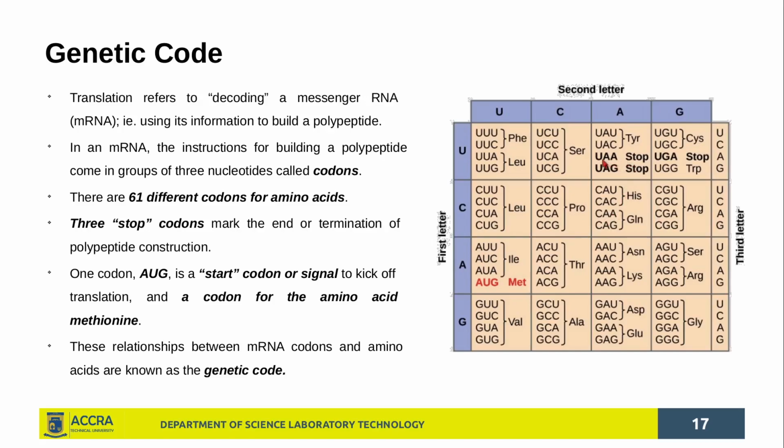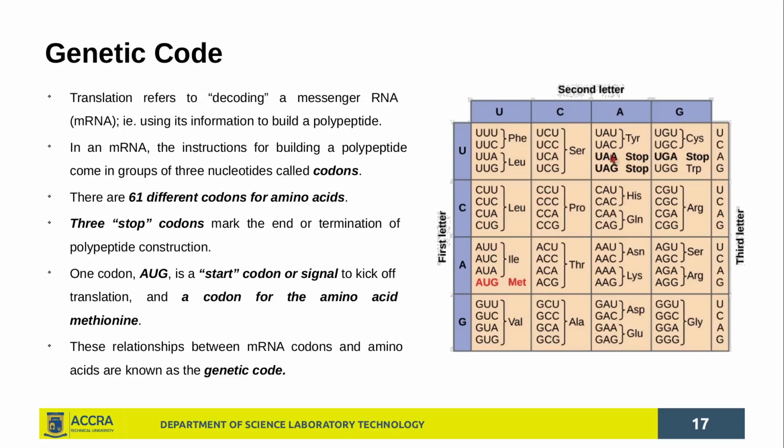Whilst the stop codon does not correspond to any amino acid. It signals the end of the synthesis of a polypeptide chain. So UAA, uridine, adenosine, adenosine, is a stop codon. UAG, uridine, adenosine, guanosine, is also a stop codon. And then you have UGA, also a stop codon. You have 3 stop codons, and you have only 1 start codon.